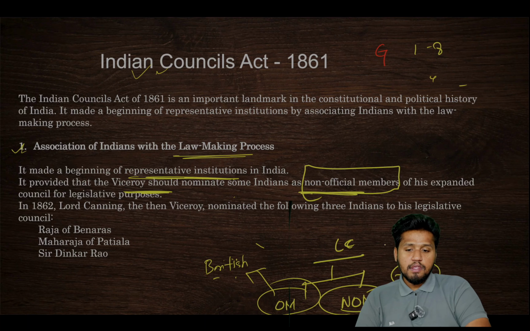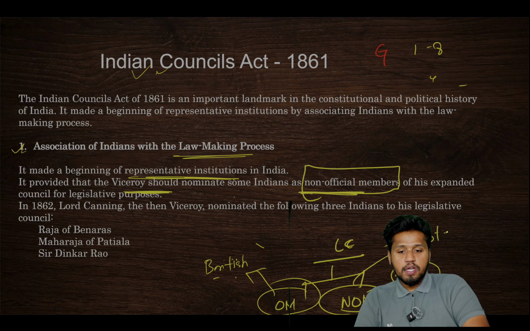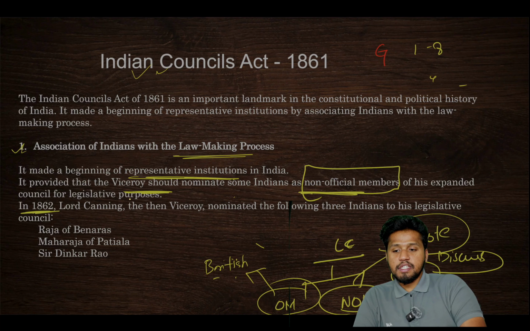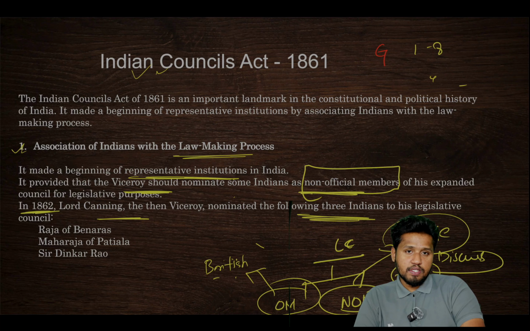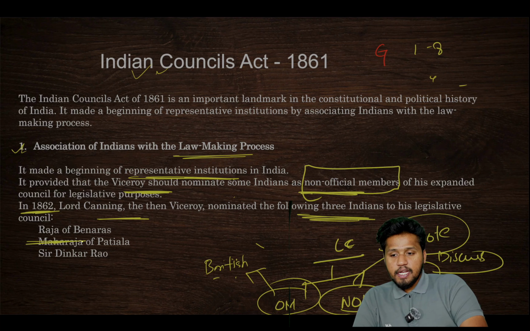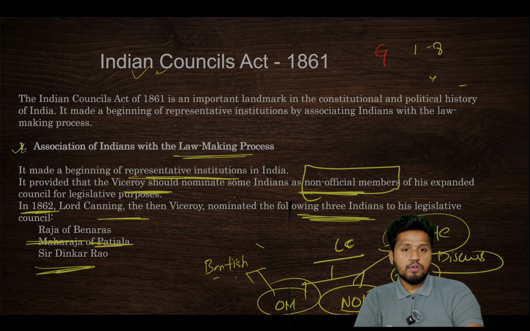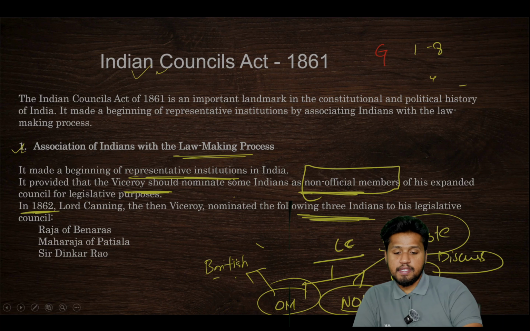And also, they cannot vote on decisions. They cannot discuss the budget. In 1862, Lord Canning, the then Viceroy, nominated the following three Indians to his Legislative Council: the Raja of Benares, the Maharaja of Patiala, and Sir Dinkar Rao. These are the three members who were added into the Legislative Council as non-official members.